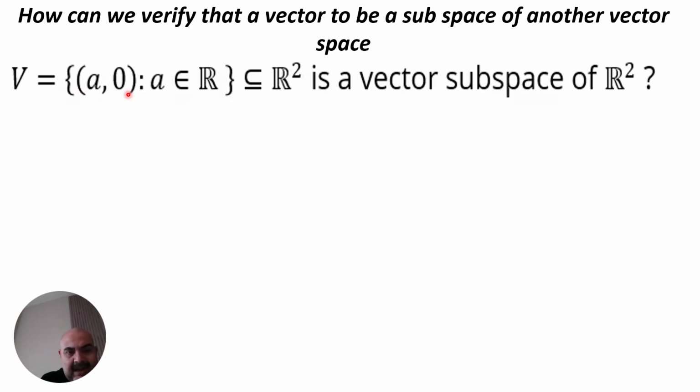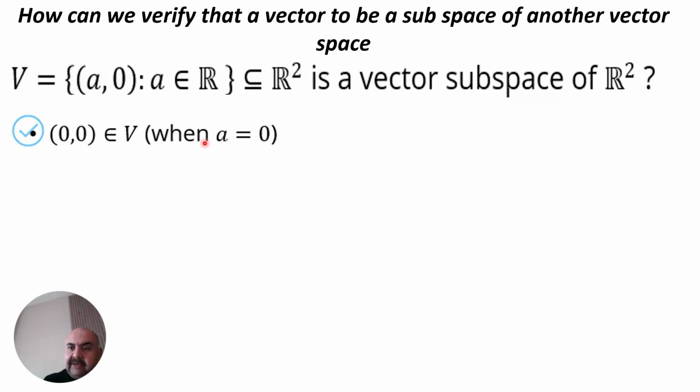So this, which represents the elements of the x-axis, does it represent a subvector space of R2? I believe so. Why? First of all, when A equals 0, which is a value that belongs to R, you will have the origin (0, 0). And the origin (0, 0) is exactly like the origin in R2. So fact number one is correct: (0, 0) belongs to V.